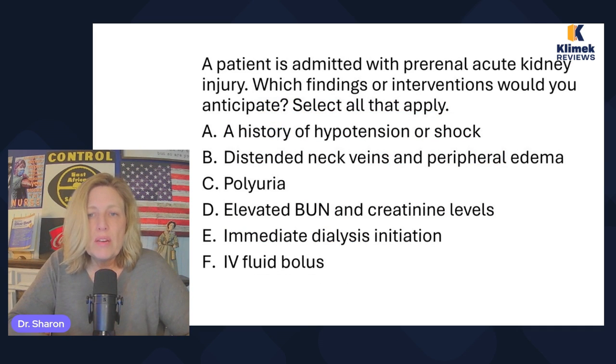A patient is admitted with pre-renal acute kidney injury. Which findings or interventions would you anticipate? A history of hypotension or shock, distended neck veins and peripheral edema, polyuria, elevated BUN and creatinine levels, immediate dialysis initiation, and IV fluid bolus.